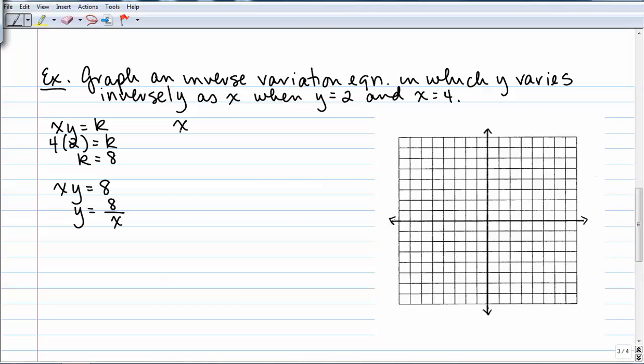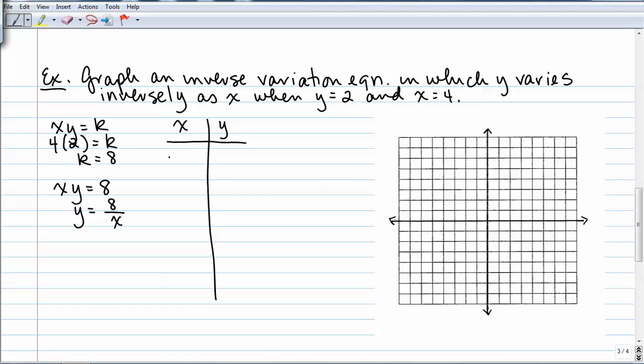Now when I make my table of values, recall that what I do is I pick values of x, plug them into this equation, and then figure out what y is. Now notice that x is in the denominator. It's underneath 8. So whatever x is, I'm going to take 8 and divide it by that number. So for my values of x, I would really like to choose numbers that will go into 8 evenly. So for example, I don't want to pick 3, because then y would be 8 over 3, and I don't want to have to graph fractions.